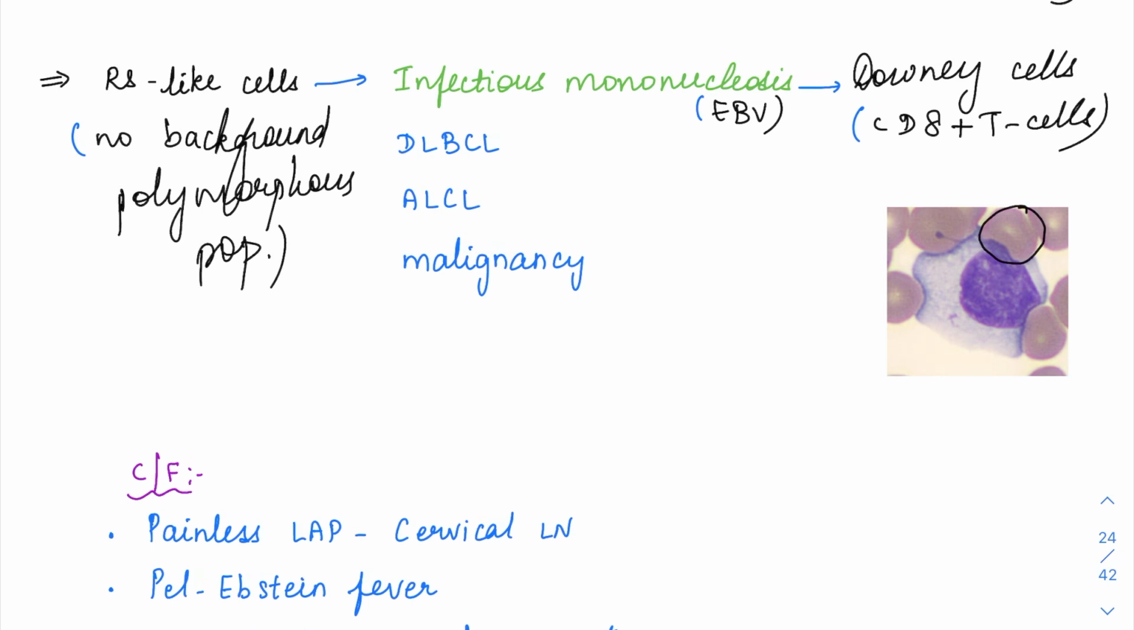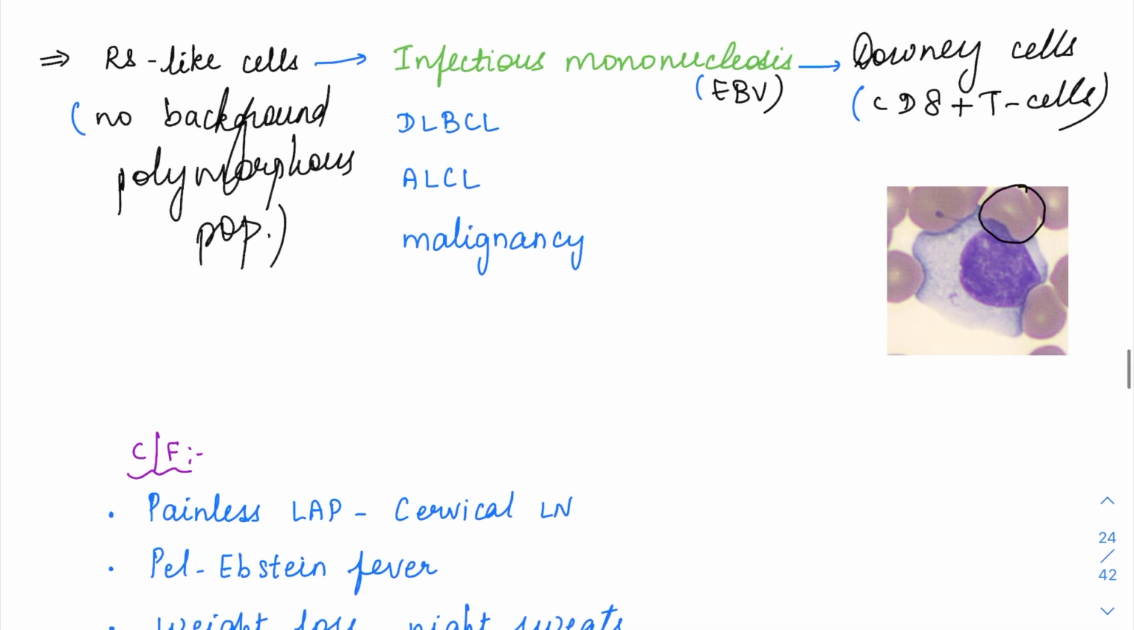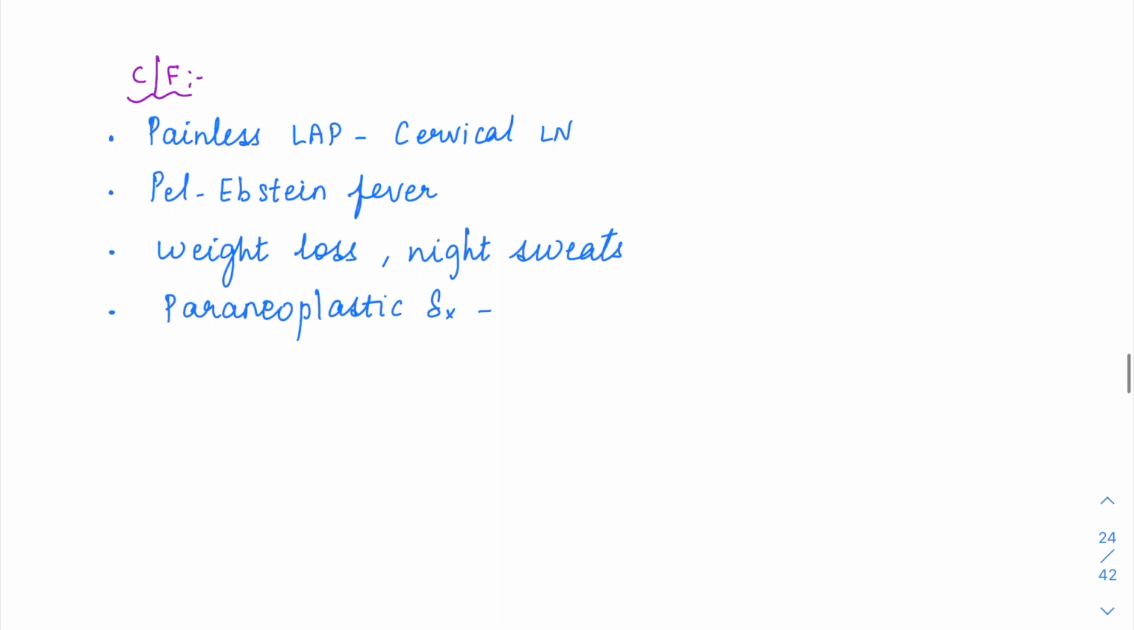Apart from that, you can also see this in diffuse large B-cell lymphomas, then ALCL, which is anaplastic large cell lymphoma, which is a T-cell lymphoma, and then some other malignancies as well, like carcinomas and sarcomas. So what is the presentation of Hodgkin's lymphoma? As I mentioned, they are going to have contiguous spread of the lymph nodes. So they'll have multiple lymph nodes which are prominent.